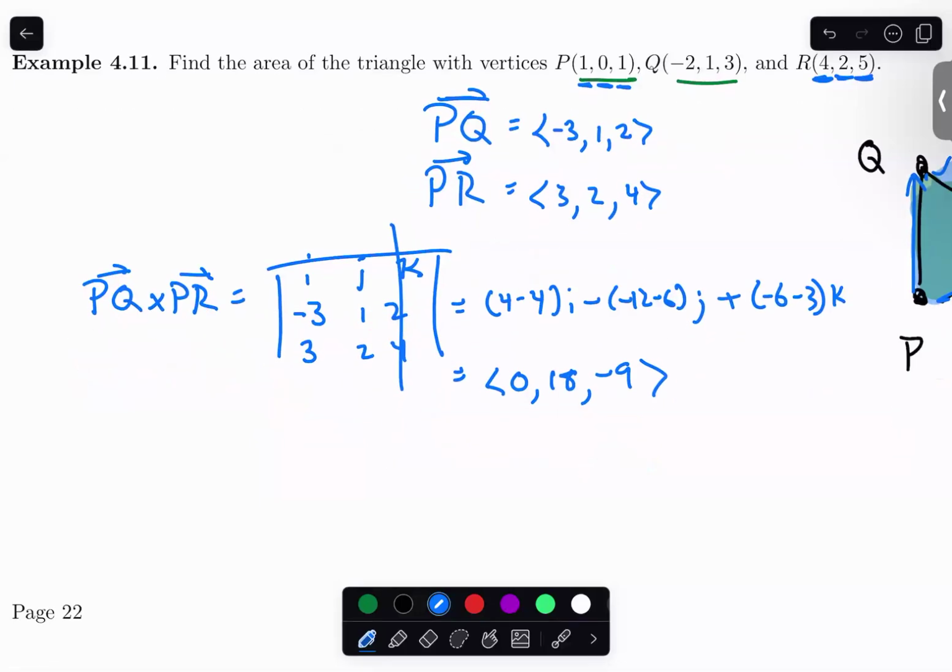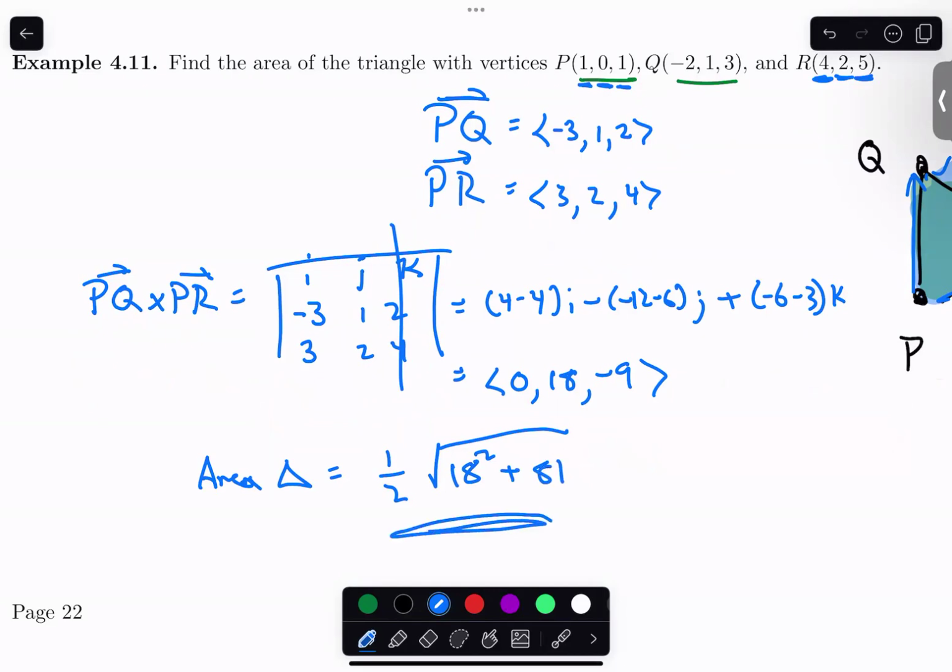So if I want the area of the triangle here, this is going to be, again, 1/2 times the magnitude of this vector. So 0 squared will be 0, 18 squared will be some big number, negative 9 squared will be 81. Without a calculator in hand, by the way, if you type this into WebWork, it would tell you that it's correct.